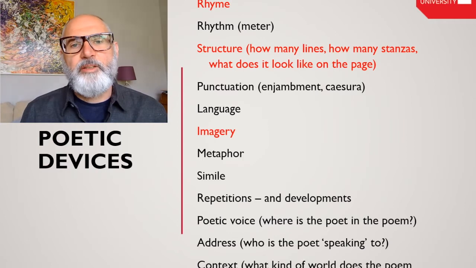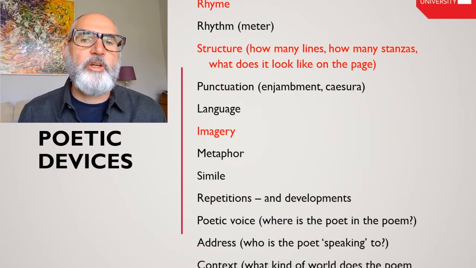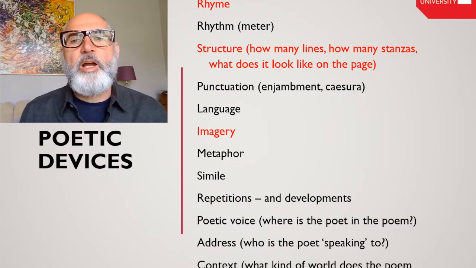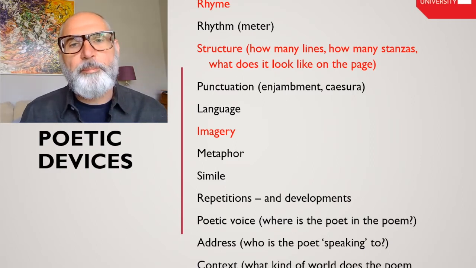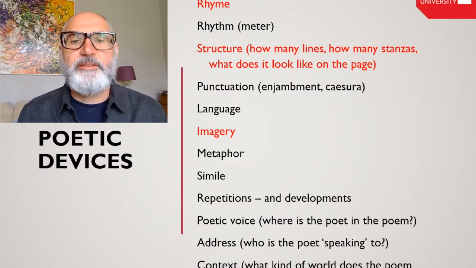So rhyme is probably the thing that we're most familiar with. Rhyme is the repetition of a sound at the end of lines. Sometimes those lines are next to each other, and sometimes they're alternating, and sometimes it's more complex than that. But rhyme is a repetition that carries us forward through the poem, but also backwards. So it has an organising capacity.